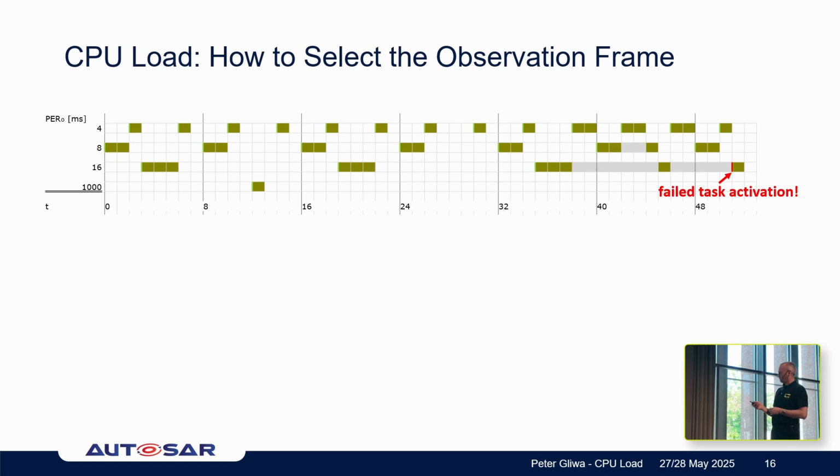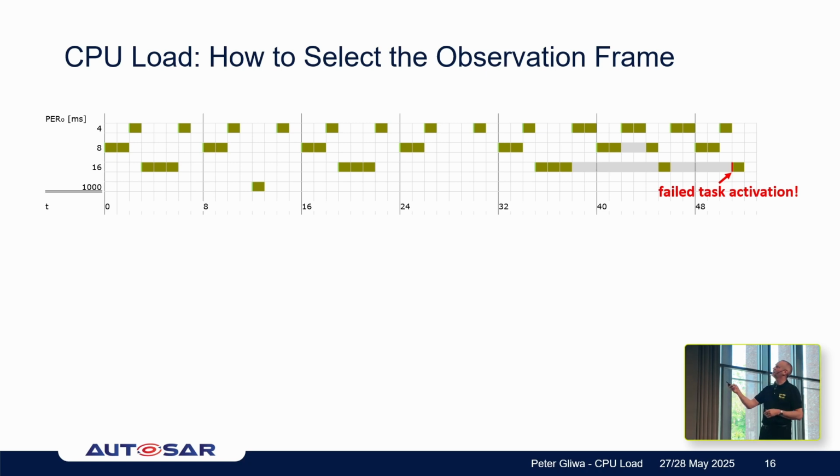Let's now talk about the CPU load again and the observation frame. So I'm now showing you the different CPU loads for different observation frames. I'm going to start with a quite commonly used observation frame, which is the super period of your system, meaning the period with which the activation pattern then repeats.